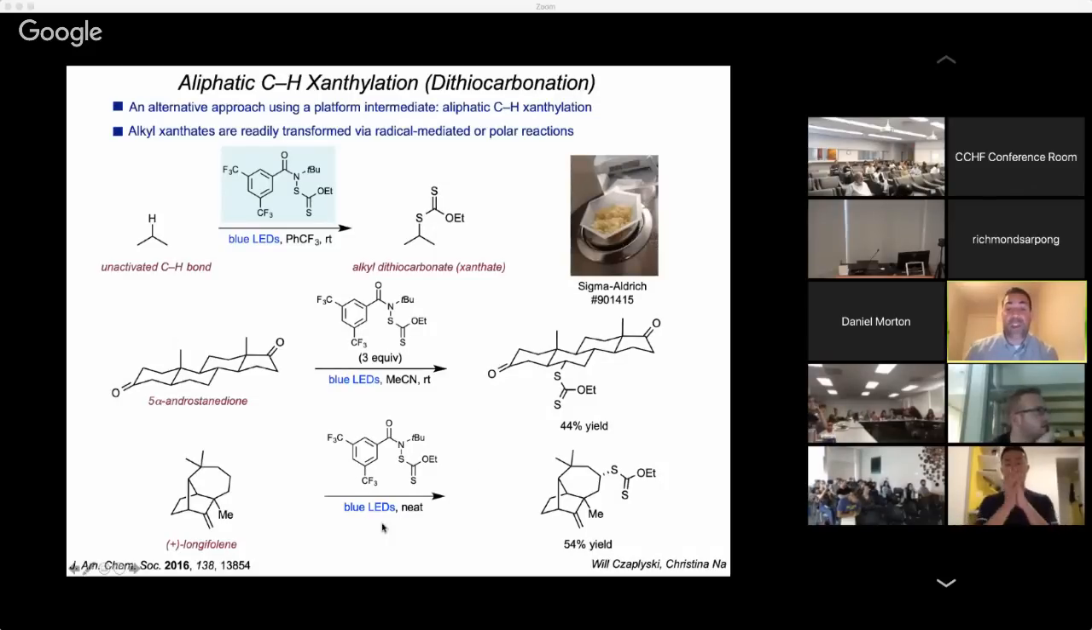And this reaction actually worked best neat, so no solvent. So it's a radical chain process, and you'd think higher concentration is better. But you take that longifolene liquid, you put the yellow powder on it, shine blue lights, it sort of warms up, and you get 54% yield of this single product, where the hydrogen atom transfer occurred away from the quaternary centers at that accessible methylene site on the medium ring.